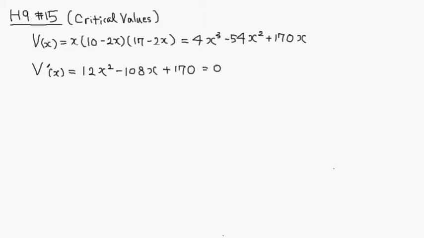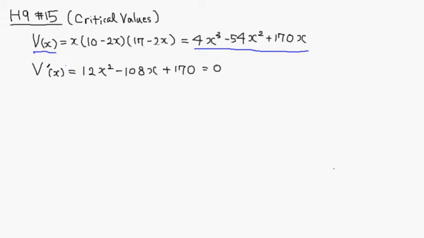Okay, I would like to go over a portion of homework number 9, problem number 15. Let's say that we already found the volume function V of x, which is x times quantity 10 minus 2x times quantity 17 minus 2x. If you multiply it all out, you get the function 4x cubed minus 54x squared plus 170x.